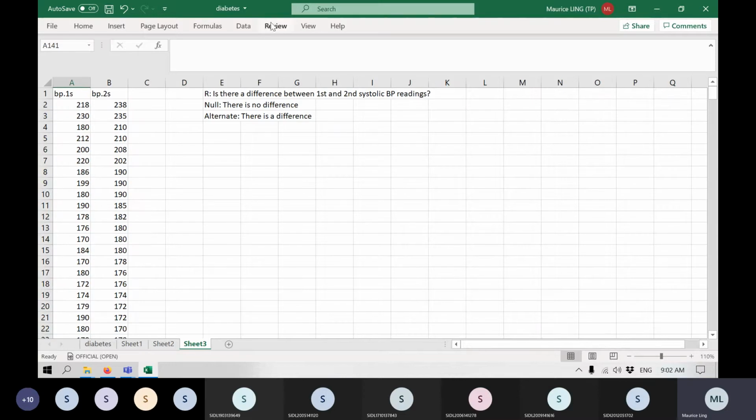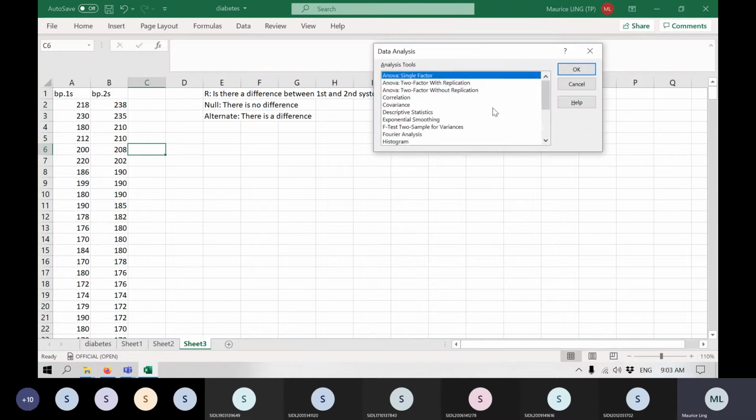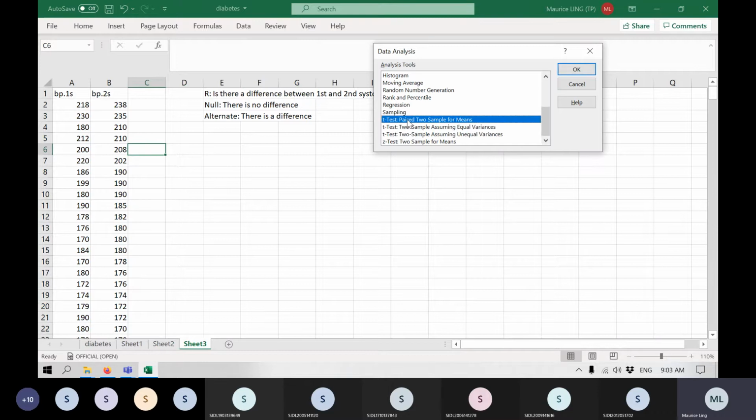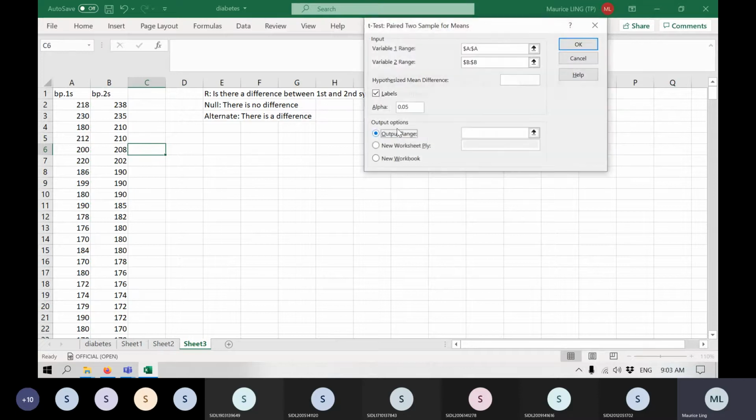So the next step: is there a difference? I'm using the data analysis tab, and I choose this test known as t-test, two samples for means. I click OK. For the variable ranges, I highlight the labels as well, so I click on labels. Alpha is by default 0.05. The output range I put at E5. Click OK.